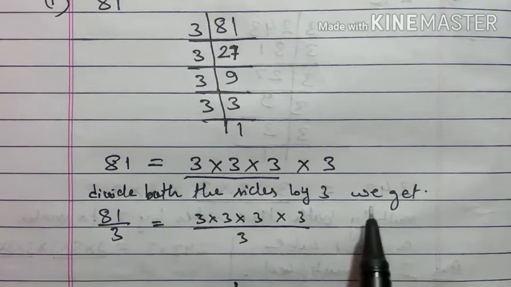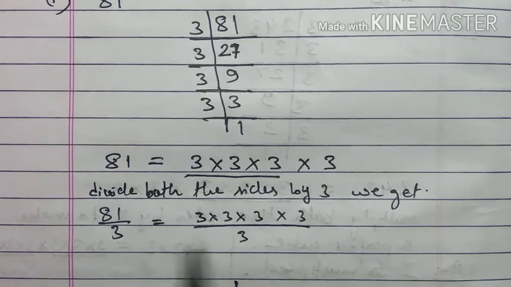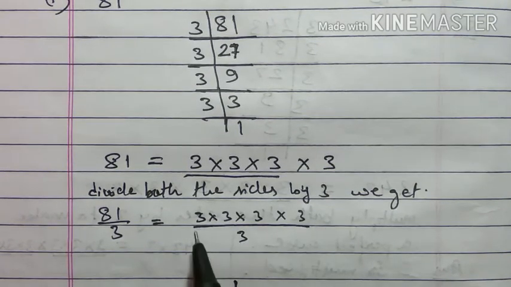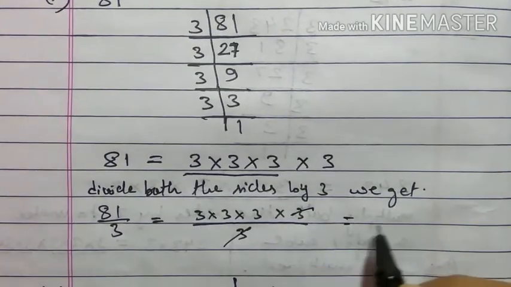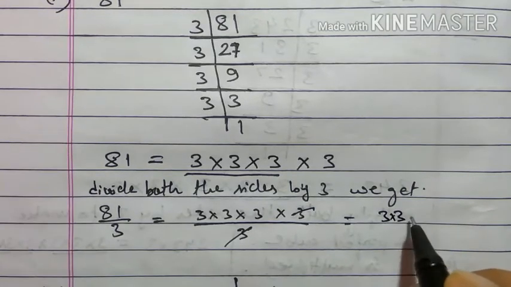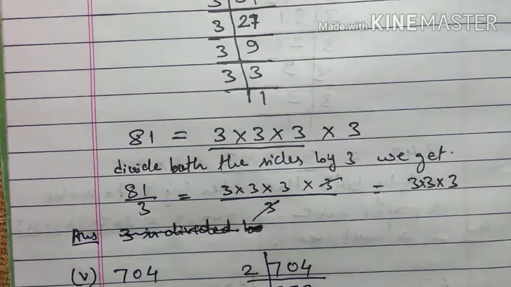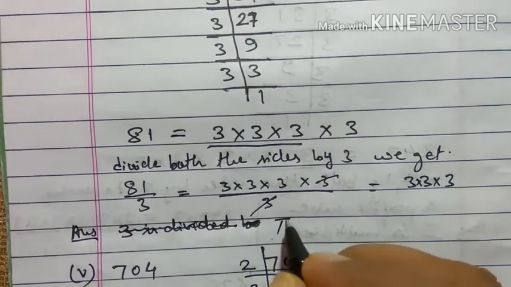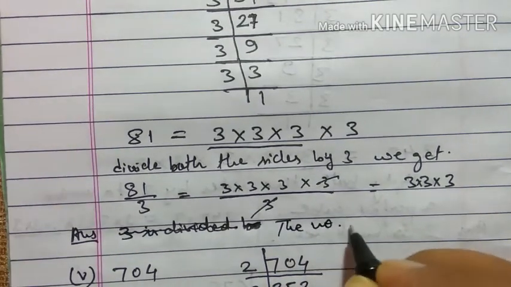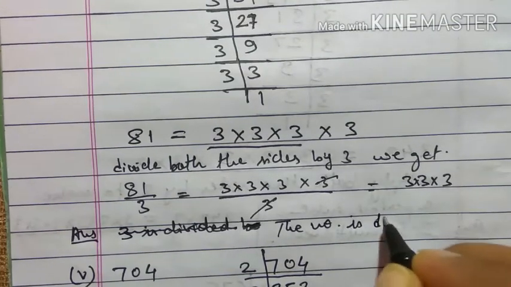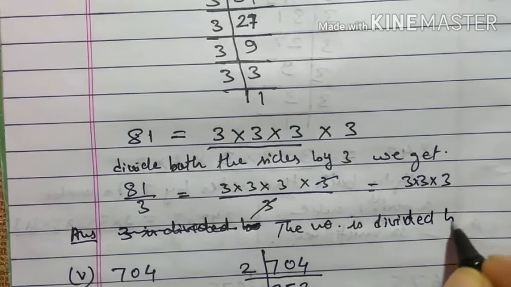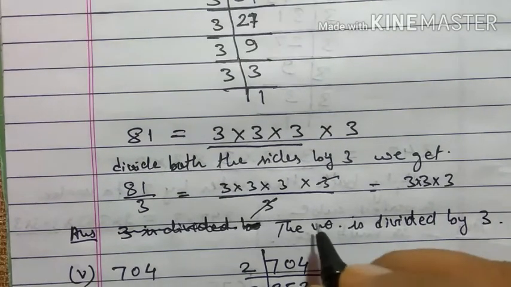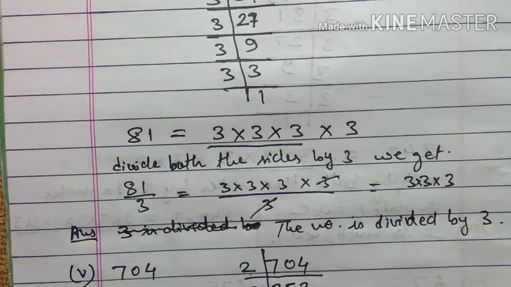Dividing both sides by 3, we get 81 by 3 and 3 into 3 into 3 into 3 upon 3. This 3 and this 3 are cancelled, so we will get a triplet of 3, 3 into 3 into 3. So in the answer we will write the number is divided by 3. The number means 81 is divided by 3.